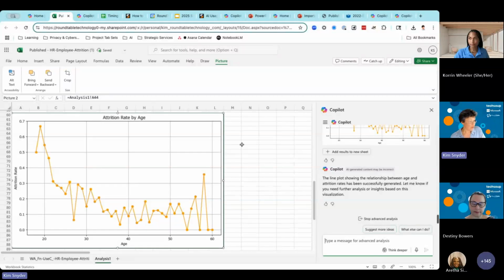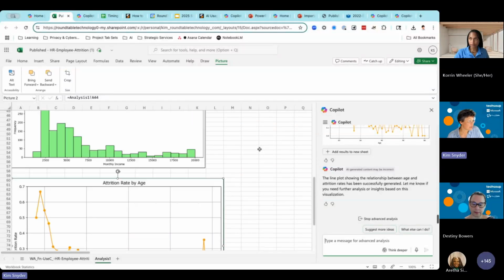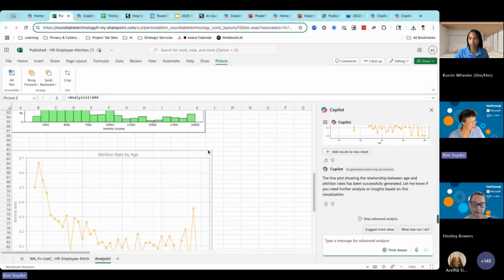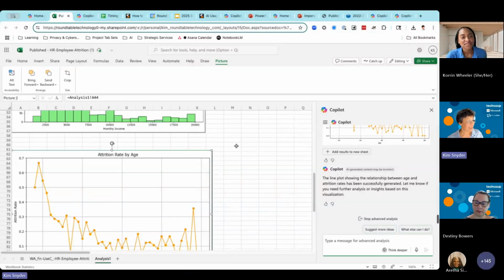So this isn't bad, considering if someone gave me this data set and said, what does this tell us about things we need to think about in holding on to our employees? Is this a helpful way to start looking at the data? Is it definitive? Would I turn this into my chief human resources without reviewing it? No, but it's a good starting point for looking at this information.